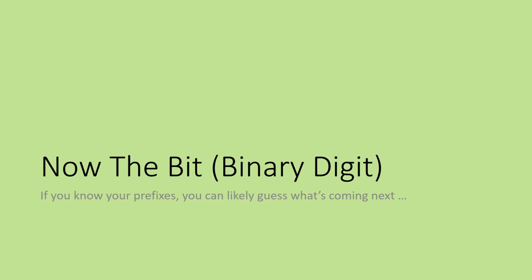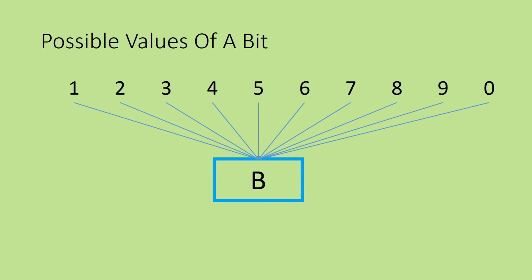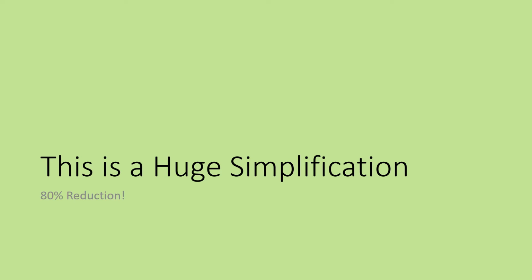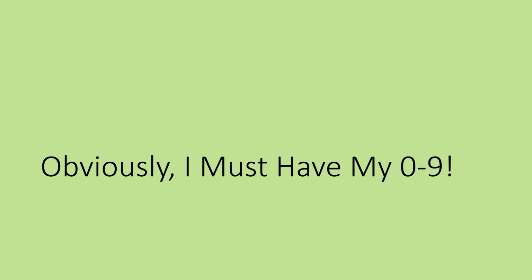Now after that build-up, it's finally time to see the bit. And in case you're wondering, bit is a contraction of binary digit. While the decimal digit could assume 10 possible values, each bit can only assume 2, 1 or 0. And this is a huge simplification, one that comes with an obvious problem. What about 0 to 9? We as humans love our 0 to 9, hence we must find a way to encode 0 through 9 using the simple bit. Fortunately, this problem has been solved, and we will cover this in greater detail later on.